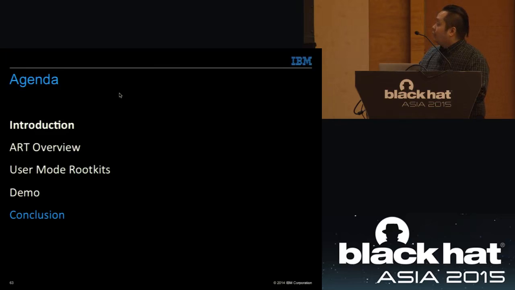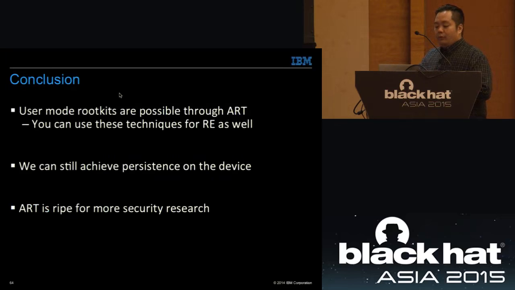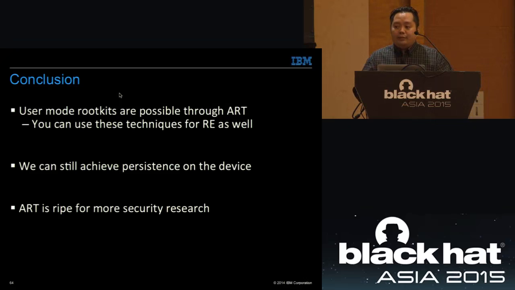Okay, now we have come to the end of the talk. To conclude, I have shown you that user mode rootkits are possible through ART, and not only for offensive purposes, but you can also use these techniques for RE as well. You can use these techniques to do instrumentation on whatever you're analyzing. And we also saw that we can still achieve persistence on the device just as long as your OAT file is not replaced.